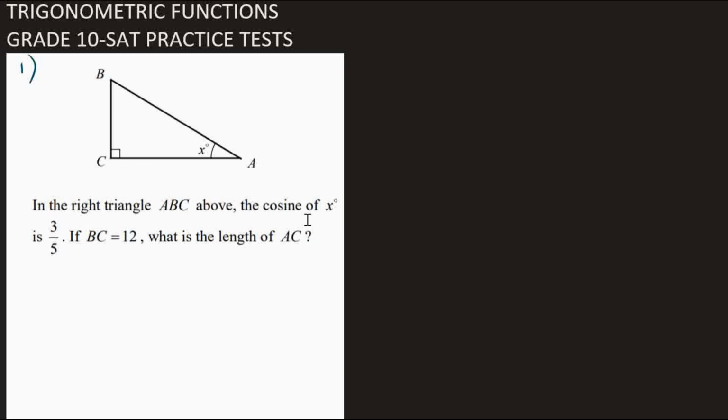The cosine of x degrees is 3 over 5. If BC equals 12, what is the length of AC?